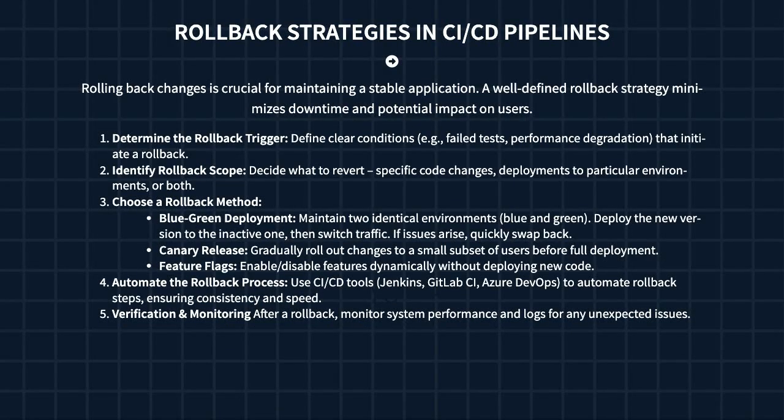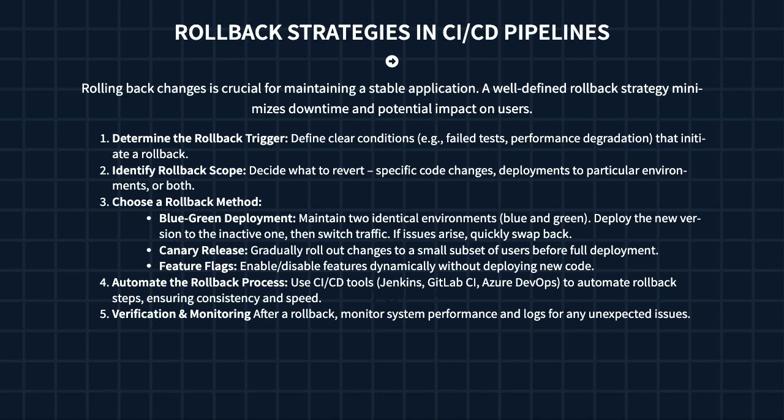Okay, let's talk about rollbacks. How do you undo a bad deployment? It's absolutely vital to have a plan in place. First, you need clear triggers. What signals you that something went wrong? Then, decide what you're rolling back: specific code changes or even an entire environment.